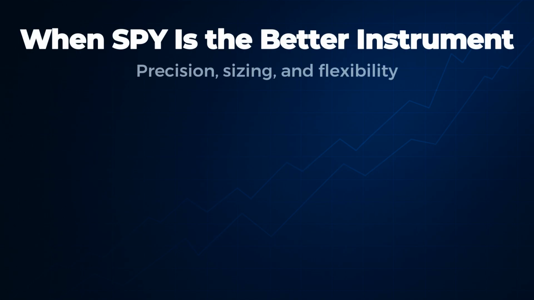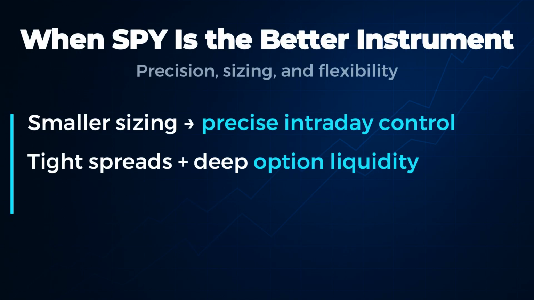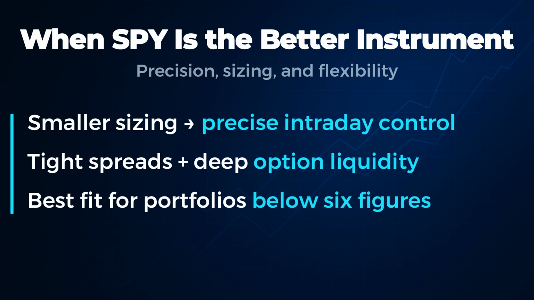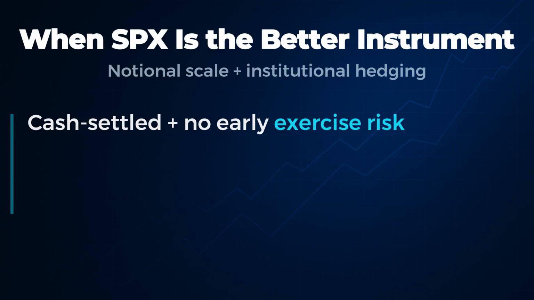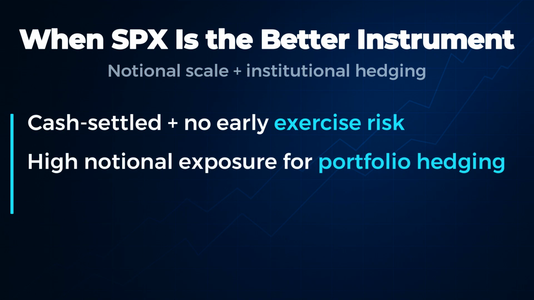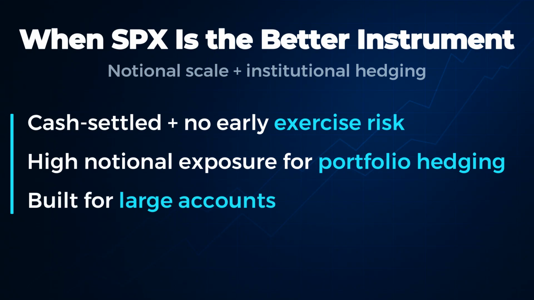SPY is optimal when you need intraday precision, tight spreads, smaller position sizing, liquid option chains. For most portfolios under roughly 6 figures, SPY provides the right balance of flexibility and control. SPX is optimal when you need cash settlement, no early exercise risk, high notional exposure, portfolio hedging at institutional scale, macro hedging. SPX is designed for large accounts, derivative desks, and volatility focused strategies.